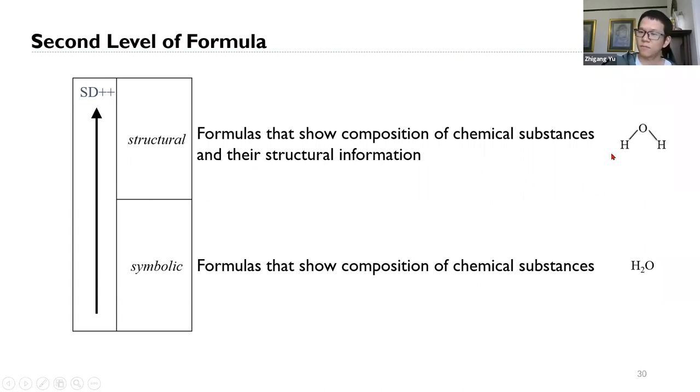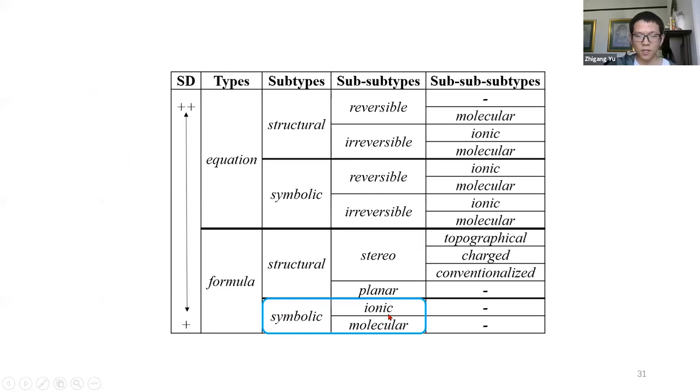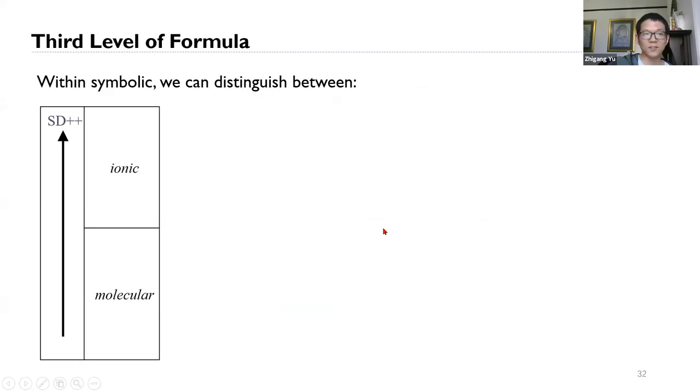You can see that they have the compositions, the atoms, the covalent bonds, and also how these atoms are arranged in a structural formula. That is the structural information. So you can see that it has much more meaning than the symbolic one, so it's placed above the symbolic. And within symbolic, we can distinguish between molecular and ionic. So this is the third level of formula.